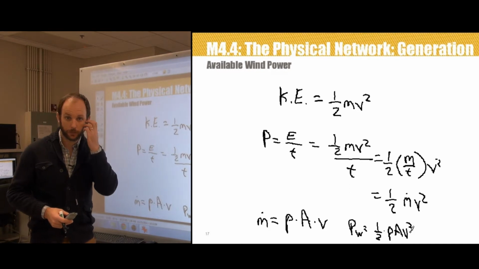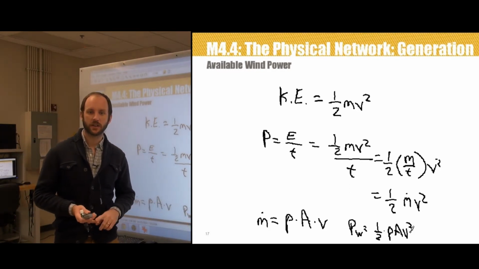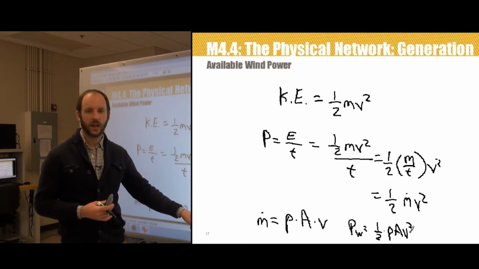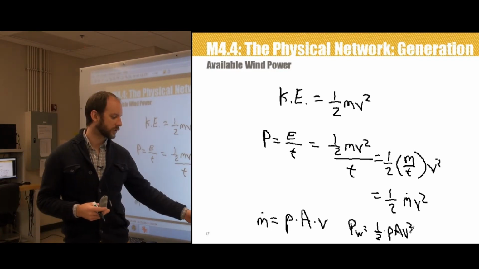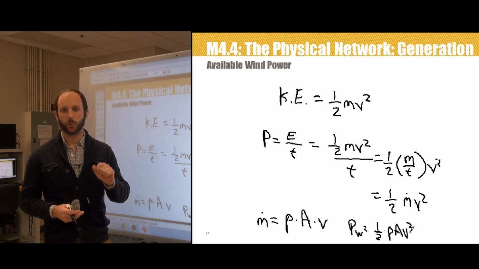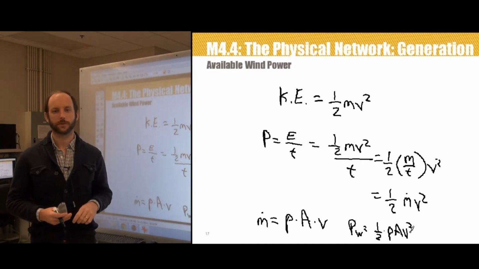Again, P sub W is the power of the wind, in watts. Rho is the air density, just like water density, measured in kilograms per meter cubed. A is the cross-sectional area through which the wind passes. It's a cross-sectional area, so that's in meters squared. And V is the wind speed, which is perpendicular to A, and it's in meters per second.